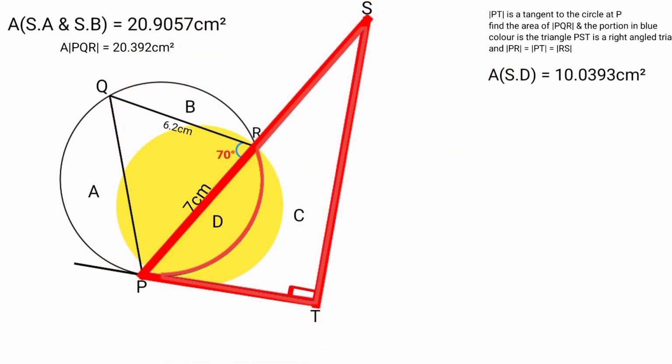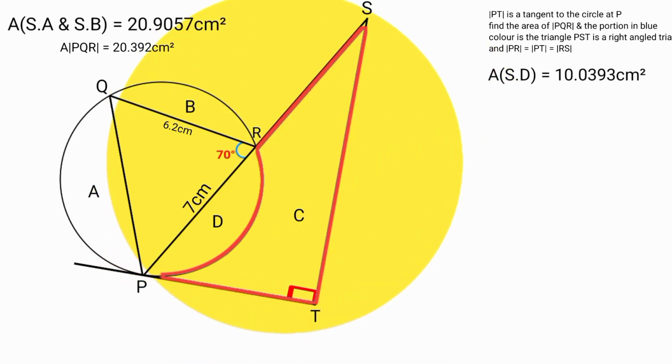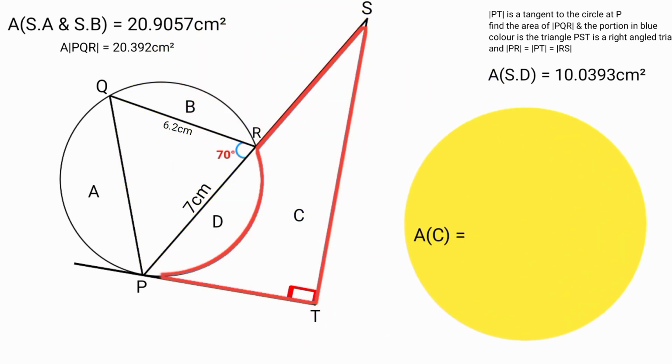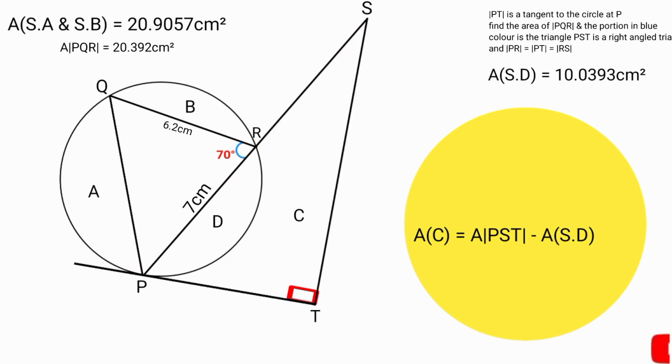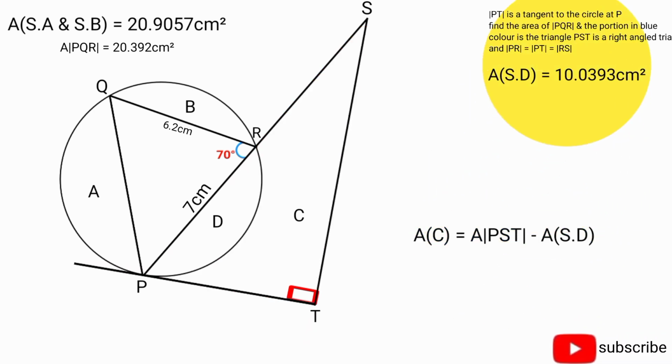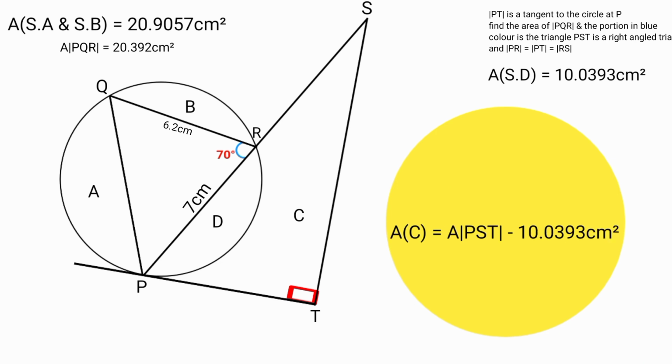you subtract the area of this segment D, you're going to be left with the area of this C here. So we can form an equation that area of C equal to area of triangle PST minus area of segment D. But here, we have that area of segment D is 10.0393 centimeters squared. If you substitute here now, area of C equal to area of PST minus 10.0393 centimeters squared.